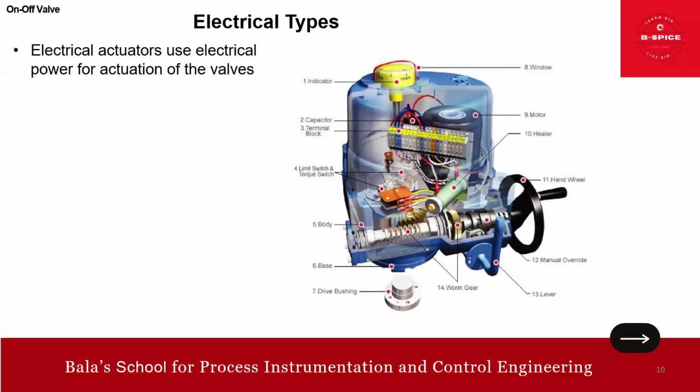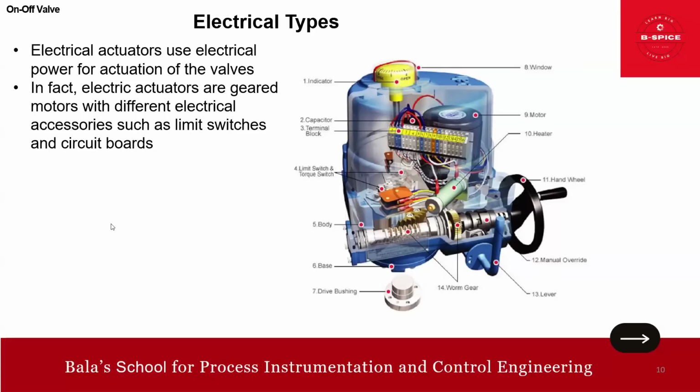Then we go to the electric. This is the look and feel, right? See, the complete mechanism is in one enclosure, friends. As you can see here, this is your base, this is your body, this is your limit switch, torque switch, this is your terminal, this is your capacitor, this is your indicator, open, close, this is your outer window, this is your motor, this is your heater, this is your hand wheel, for manual override. All these are levers.